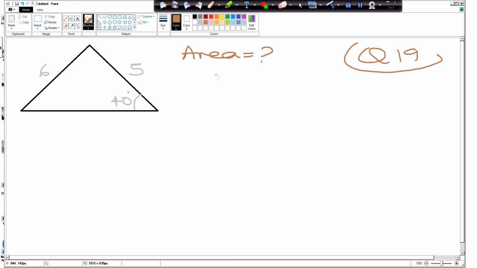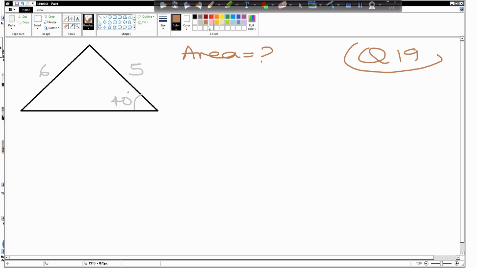Okay, this is the next examination question. Sorry, I can't find the original PDF file. I've just drawn it up. Question number 19. We've got to work out the area of this triangle. And to work out the area of the triangle, what do we need? We need to know this length here and this length here, and we need to know this angle. Because the area is equal to half A B sine C.